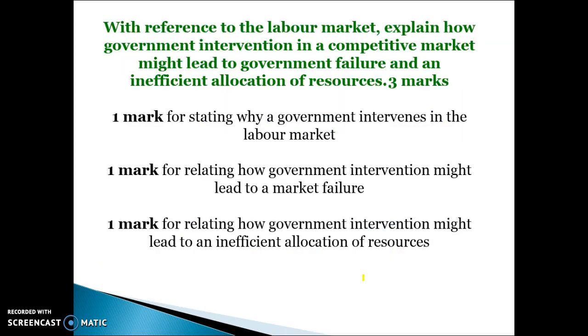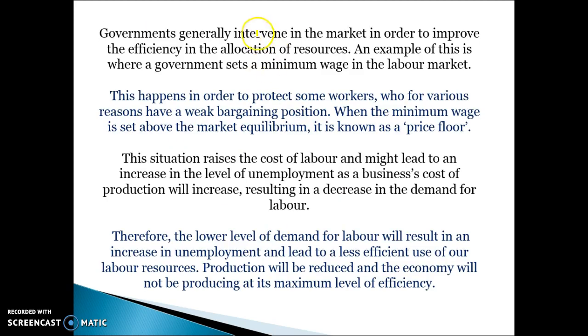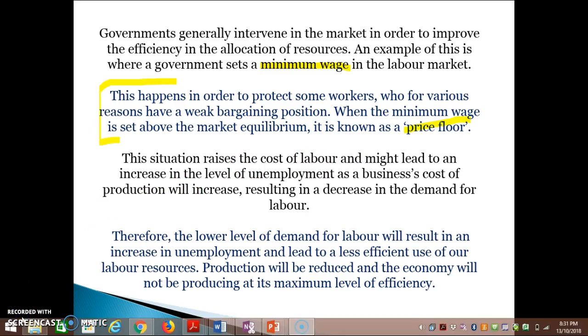One other question: with reference to the labour market, explain how government intervention in a competitive market might lead to government failure and an inefficient allocation of resources. So explain why the government intervenes, how it might lead to failure, and why it might lead to inefficiency. So again, following through, governments generally intervene in the market in order to improve the efficiency of allocation of resources. An example is the minimum wage. They do this to protect workers that have weak bargaining power, so it acts as a price floor. This raises the cost of labour. Okay, so they do it in order to protect workers, as I just said.